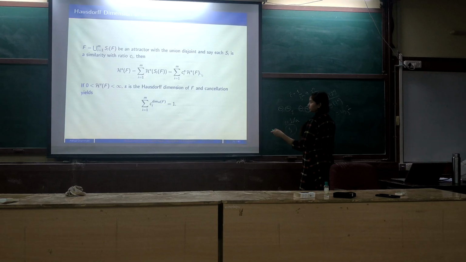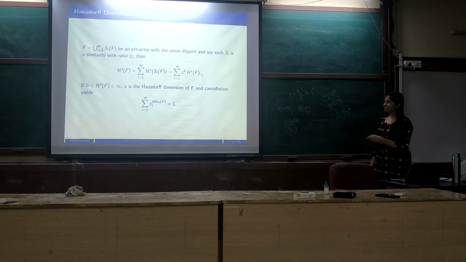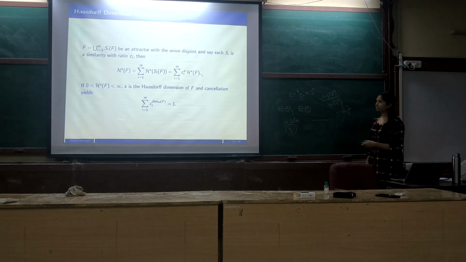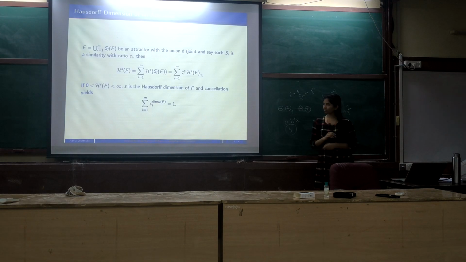When you cancel these two out, you get summation Ci power s equal to 1, and that s gives you your Hausdorff dimension. So the main point is that this is how you can easily calculate the Hausdorff dimension of an IFS with contracting similarities.